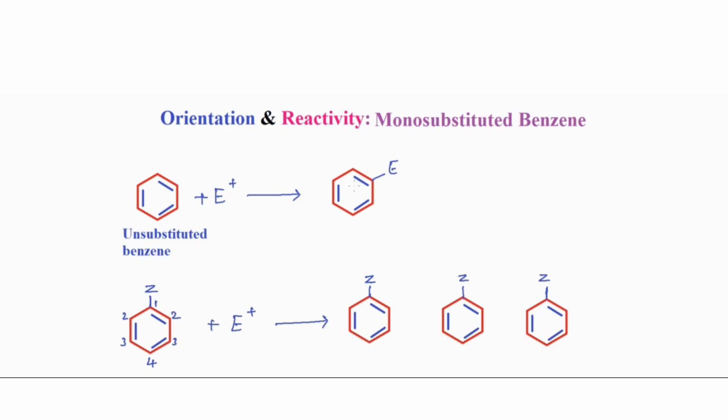Now let us take the monosubstituted benzene. Suppose some group is already substituted on the benzene. If we do the aromatic electrophilic substitution reaction, then what will happen? Where will the incoming group come and substitute? So that is what we are going to discuss.